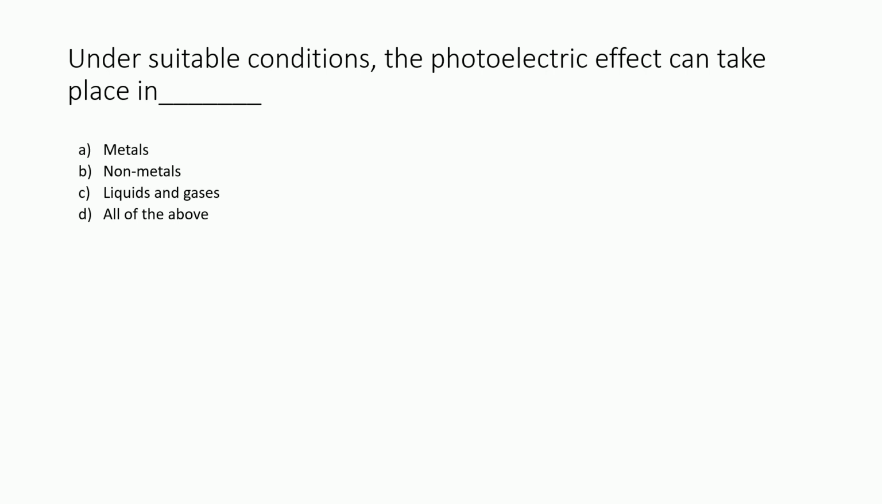Under suitable conditions, the photoelectric effect can take place in A, metals, B, nonmetals, C, liquids and gases, or D, all of the above. Now, this is one of those types of questions on the FE exam you might see. It is either something you will know or something you will not know. It really isn't something you're going to be able to look up in the FE handbook. It's not going to be a table or chart you can refer to.